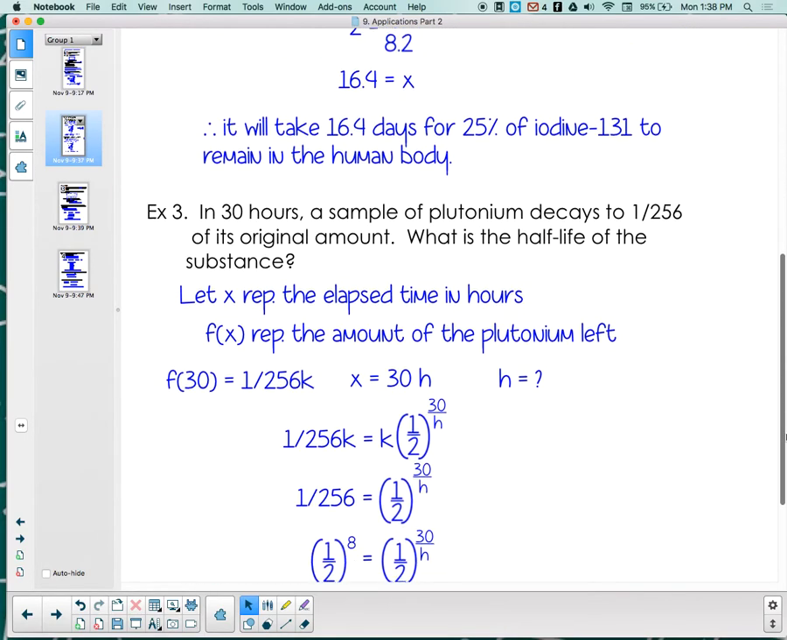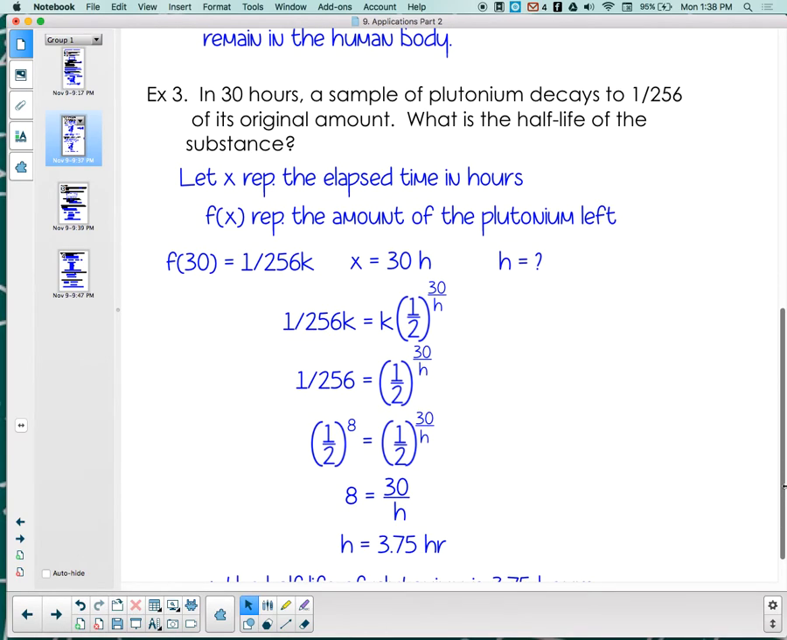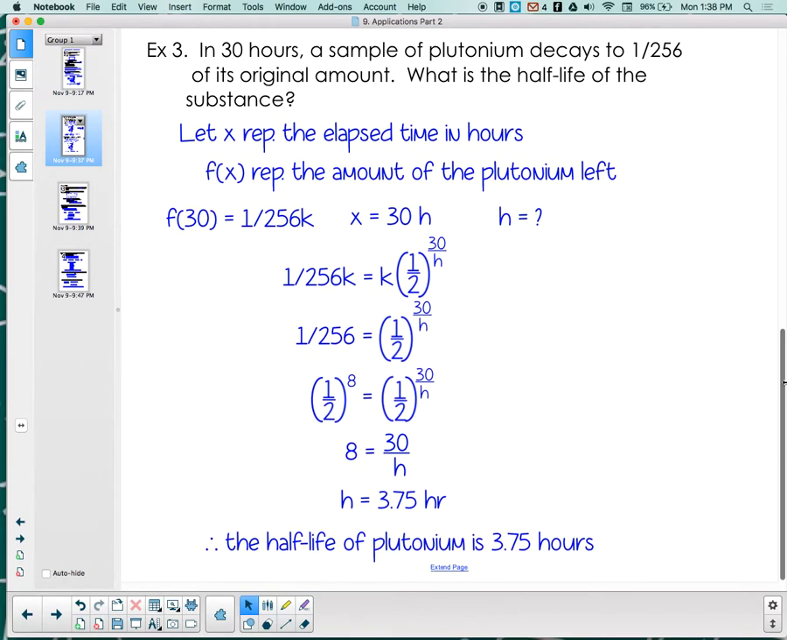Number 3 says in 30 hours a sample of plutonium decays to 1 over 256 of its original amount. We want to know what the half-life was. Again, this is not dealing with the initial. We don't really care about what we initially started with, we just know what we had left. Given the fraction is the same as saying it as a percentage, we can say that what's left after 30 hours is 1 over 256 of k. The k ultimately cancels out. So we don't need to know what we initially started with, we just need to know what's left of it.